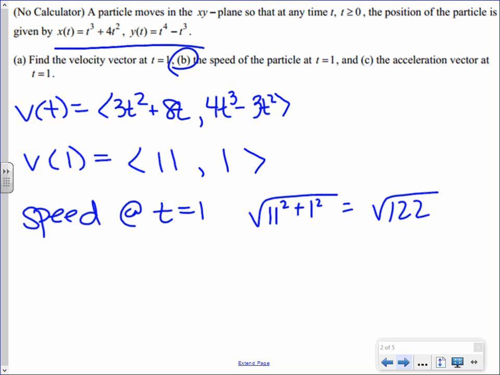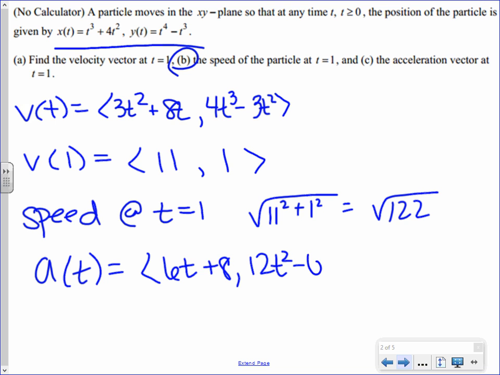Okay. Then we want the acceleration vector at t is 1. So for the acceleration vector, we're just going to take the derivative of the velocity vector. The only thing that's different is we have vectors right now. 12t squared minus 60. So our acceleration vector at 1 would be 14, 6.